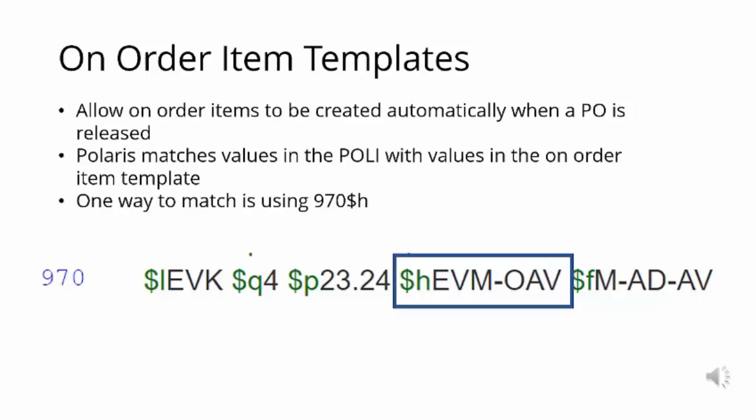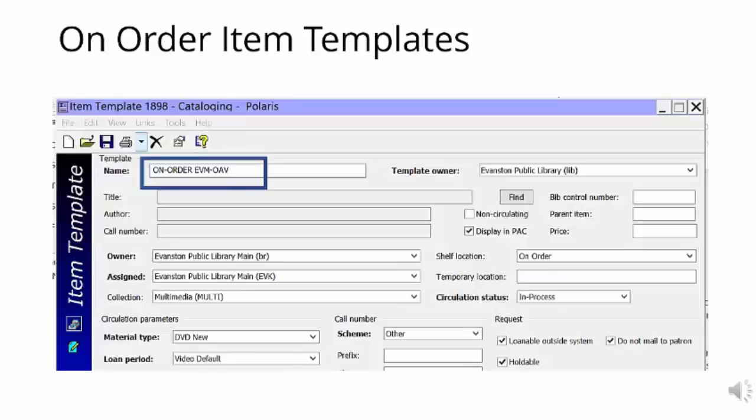For example, in the image on the screen, you can see that the 970 subfield H contains text that reads EVM-OAV. The data in that field matches with a specific on-order item template called On-Order EVM-OAV, owned by the Evanston Public Library. Using the 970 subfield H is the best way to ensure your polys match with the correct on-order item template.